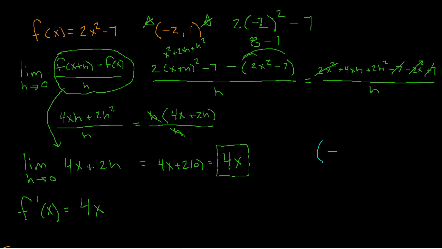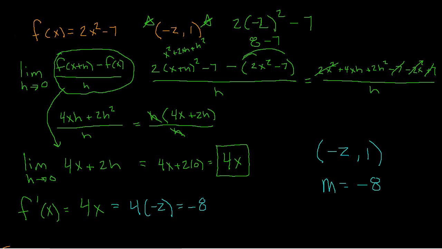Well, I already have a point, negative 2 comma 1. That's easy. Now I just need the slope at that point. Well, that's what the derivative is for. So to find the slope at negative 2, all I got to do is plug negative 2 in, and I get negative 8. That's awesome. So now I know my slope is negative 8.